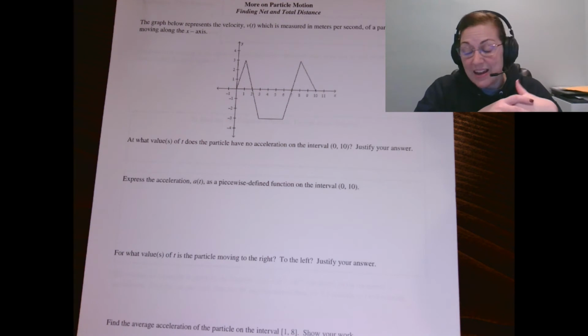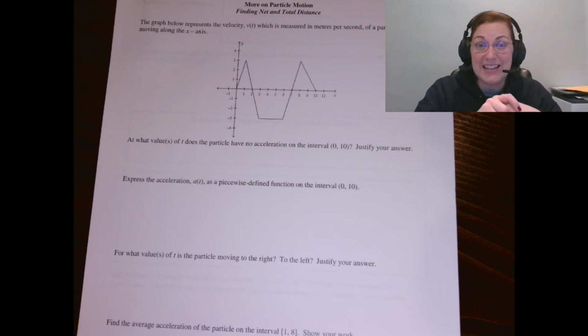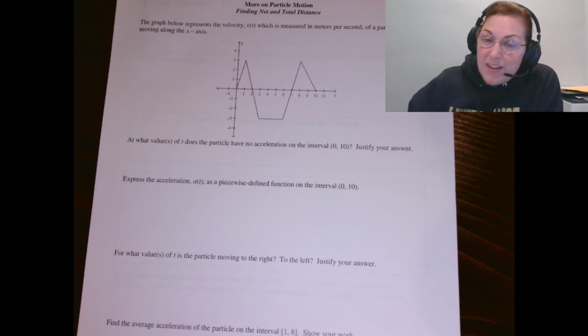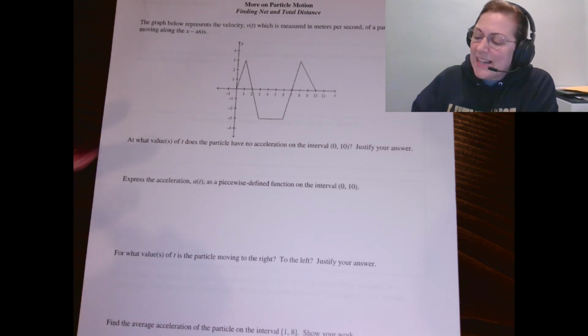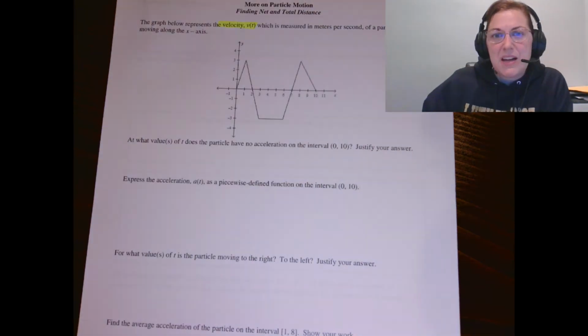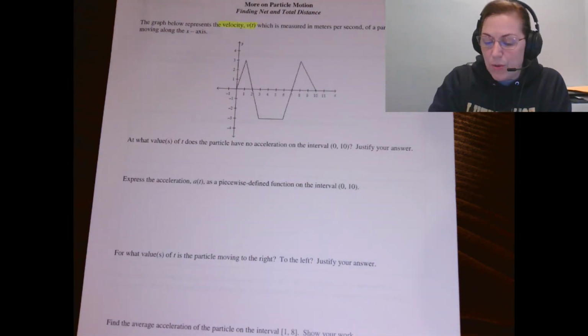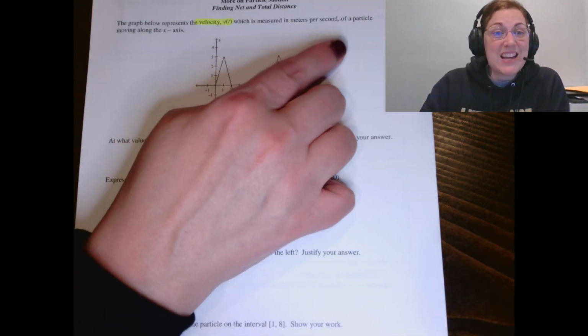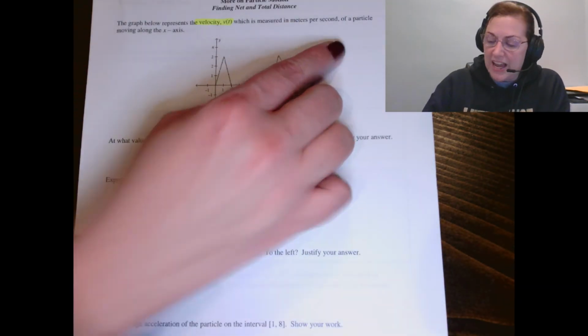But today, on this video, I want to look at finding the net and the total distance as it applies to the AP Calculus AB exam. So, let's jump right in. We are given the graph of the velocity. I think it's very important to always identify which graph you're looking at because it's going to make a difference in how you interpret the questions. The velocity is being measured in meters per second, and the object's moving along the x-axis.